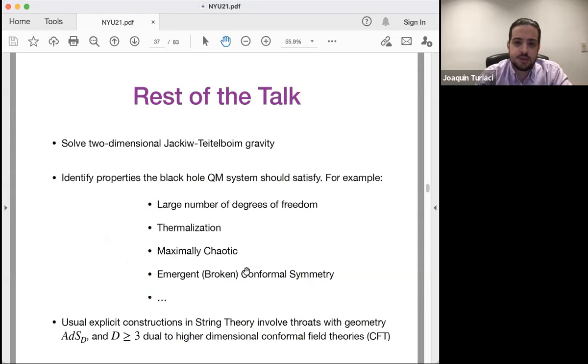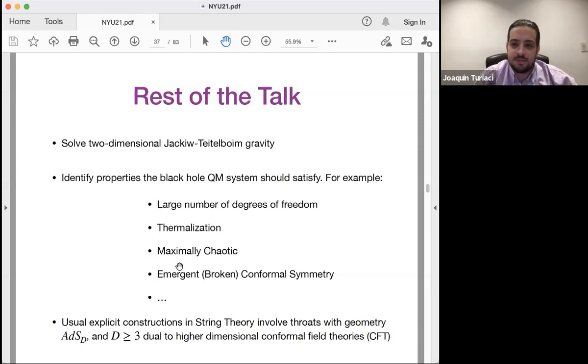Okay. So in the rest of the talk, I will tell you some developments that allow you to solve this two-dimensional theory of gravity. And the main goal would be to identify the properties that this quantum mechanical system should satisfy. And here is a list of them. It should have this pattern of emergent conformal symmetry that has to be broken explicitly, but slightly. It should have a large number of degrees of freedom, some sort of thermodynamic limit. It should thermalize, and it should be maximally chaotic, among other things.